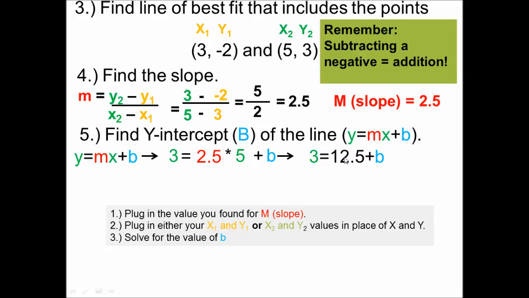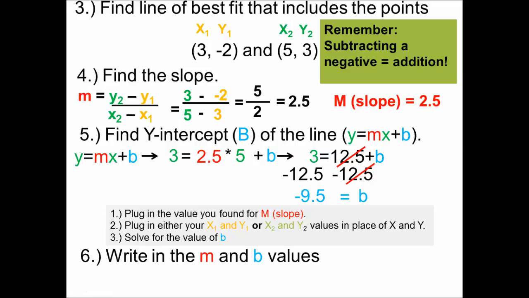Again, we need to ask ourselves, well, what's the opposite of adding 12.5? Subtracting 12.5. So whatever I do to one side, I have to do to the other. Well, on this right side, 12.5 minus 12.5 is going to cancel out, and that leaves us with just this variable of b. And then on the left side, we're going to get 3 minus 12.5, and that's equal to negative 9.5. So therefore, our equation for this line of best fit is y equals 2.5x minus 9.5.